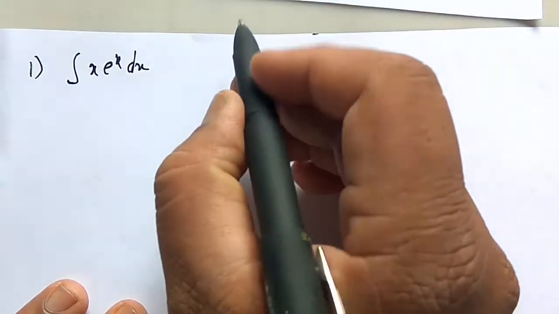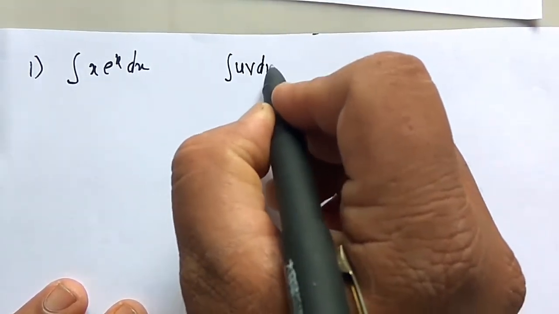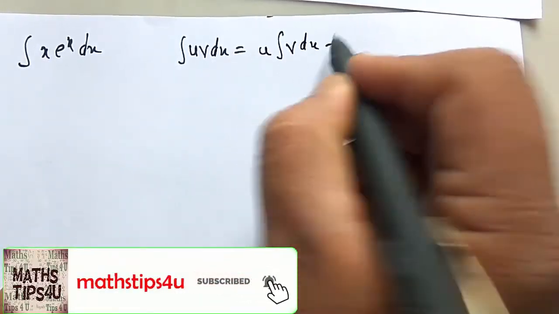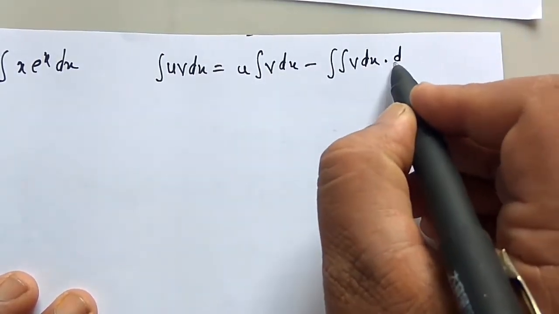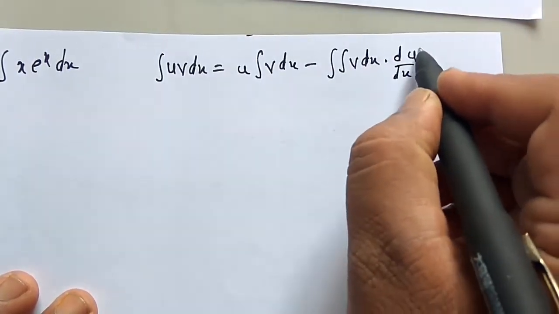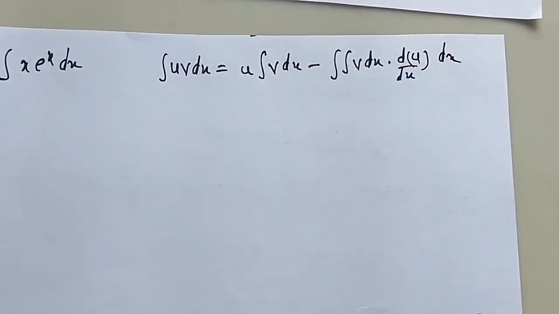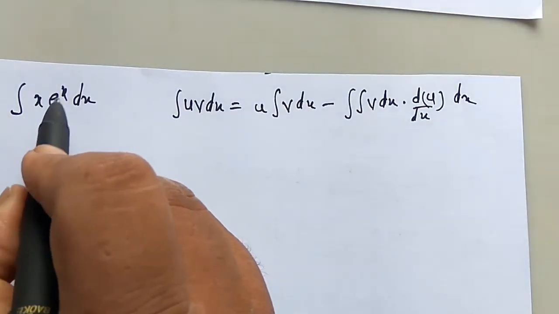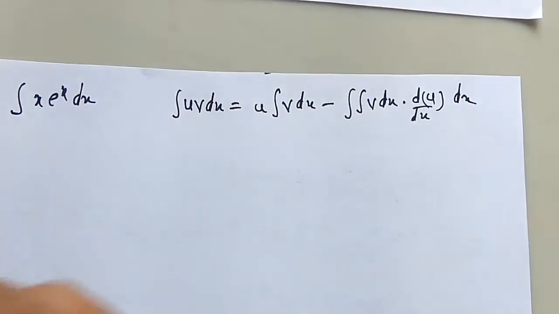We know that integration by parts, if u and v are two functions, integration of u into v dx is equal to u into integration of v dx minus integration of v dx into derivative of u with respect to x dx. This is the integration by parts. Now here there is a product of two different types of functions, x and e raised to x.